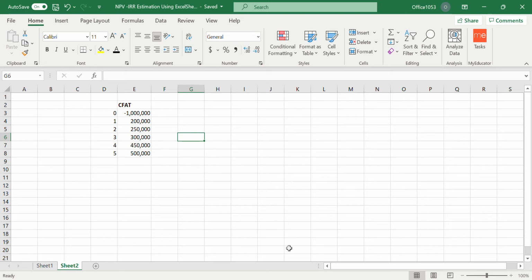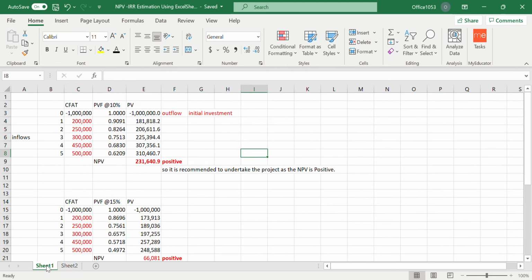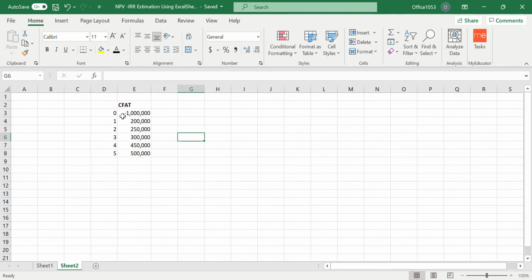In the last session, we discussed the estimation of net present value in Excel. In this session, we are going to take the same set of numbers and estimate the project's internal rate of return, or IRR. As you can see, we took these figures.